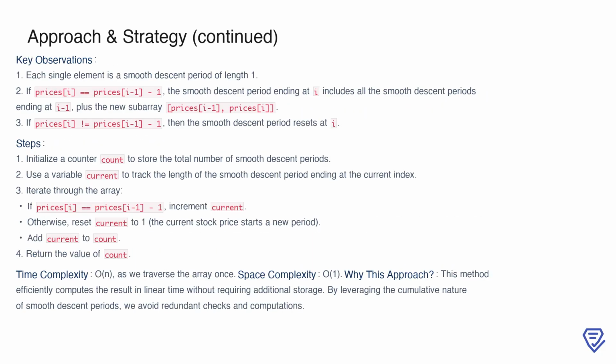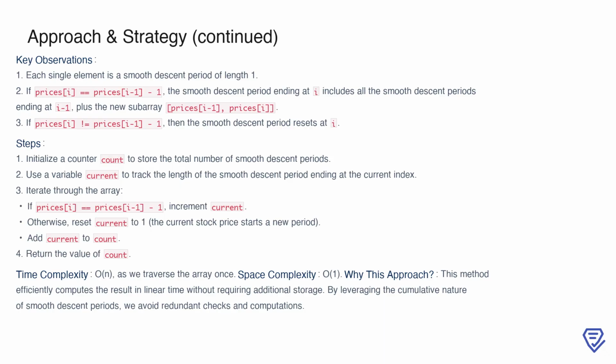Now, let's look at an optimized approach using a sliding window or two-pointer technique. The key insight here is that a smooth descent period ending at index i can be extended from the smooth descent period ending at index i-1 if the condition prices[i] equals prices[i-1] minus 1 is satisfied. This observation allows us to count smooth descent periods efficiently without explicitly generating or iterating over all subarrays.